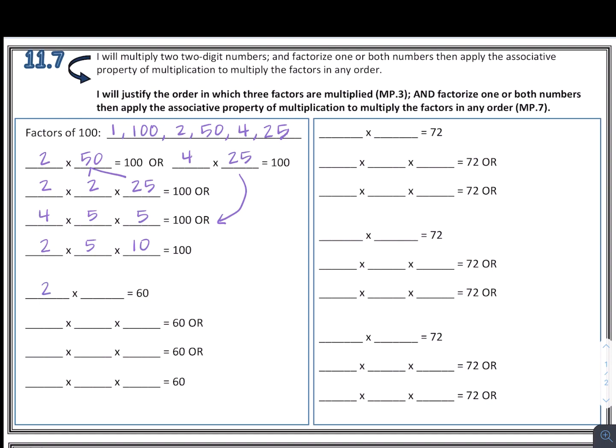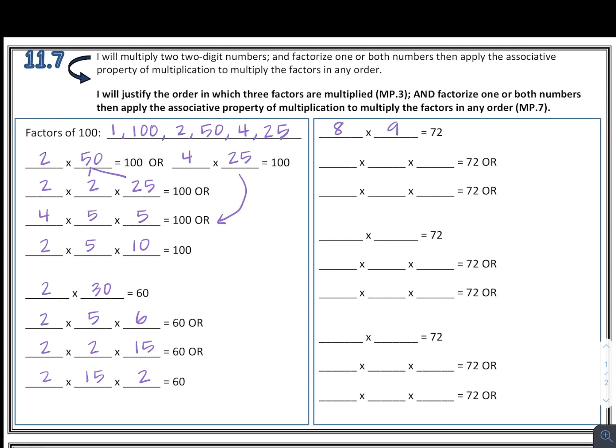Let's do the same here with 60. I can think of 2 times 30 equals 60. Break down the 30 into 5 times 6. Another way I can break it down is to take the 30 and break it down to 2 times 15. Or I can also switch that around and do 15 times 2.